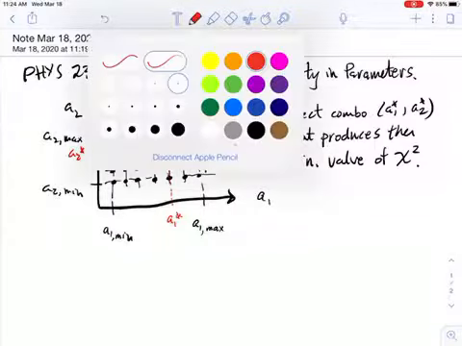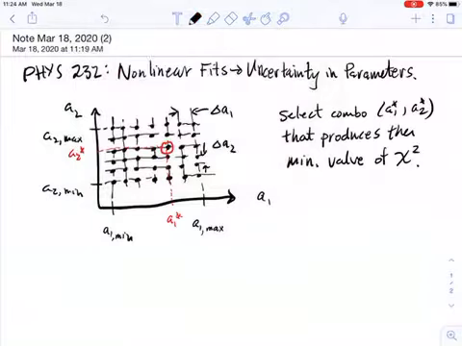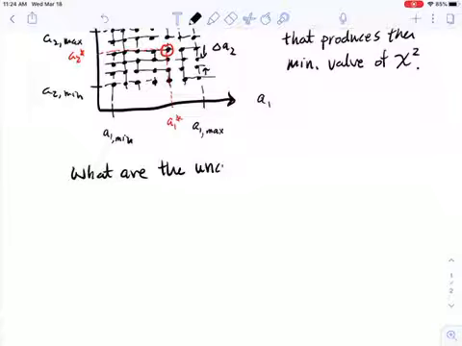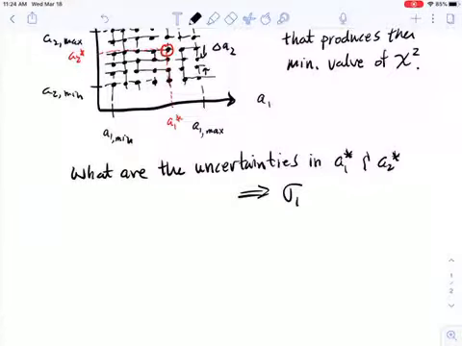What we haven't talked about is how we're going to get the uncertainties in a1 star and a2 star. So what are the uncertainties in a1 star and a2 star? For example, we might call them sigma 1 and sigma 2.